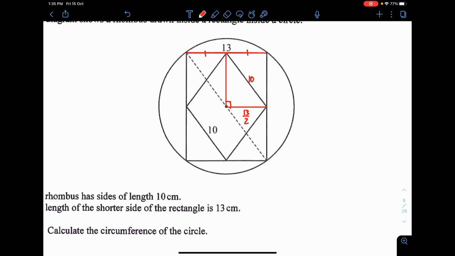Wait, does it actually benefit us to find the height of the triangle? Yeah, it does. Wait a minute, I just realized something. Isn't the radius actually 10 then? The radius is actually 10. Let me explain what my plan was before. After knowing that this one is 10 cm and your base is 13/2, I planned to use the Pythagoras theorem to find the height of this.